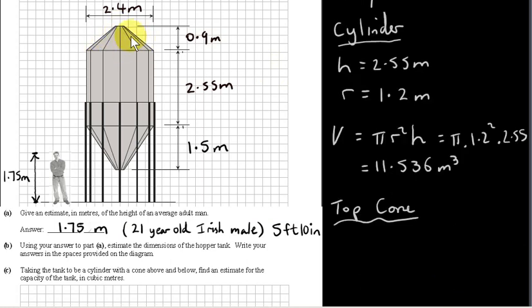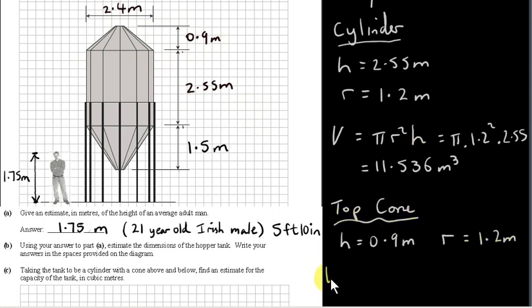Now let's look at the top part of the tank, which we take to be conical, that is in the shape of a cone. Well, it's very nearly in the shape of a cone. It doesn't taper to a point, but close enough to a point, so that we can take the height of this part to be 0.9 meters. It's the height of the cone. And the radius is the same as the radius of the cylindrical part, which we know is 1.2 meters, half of 2.4.